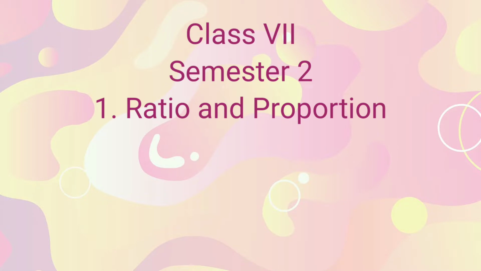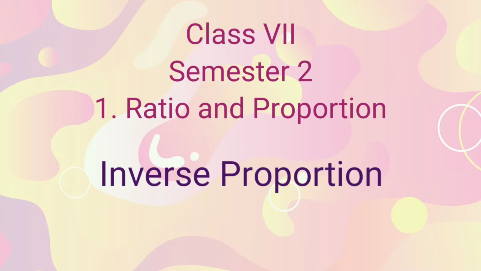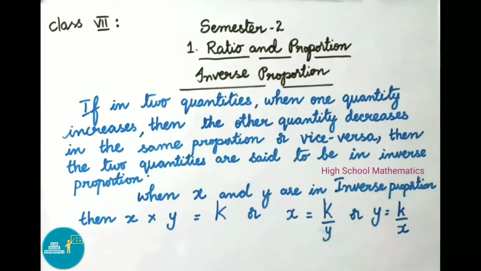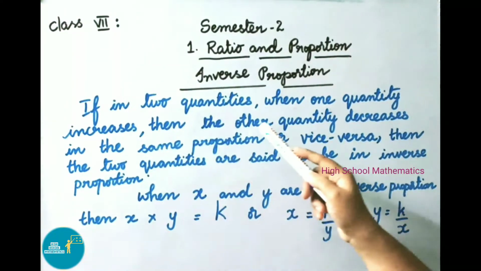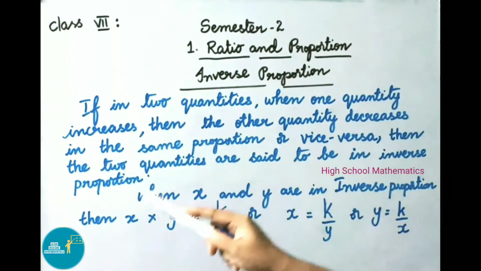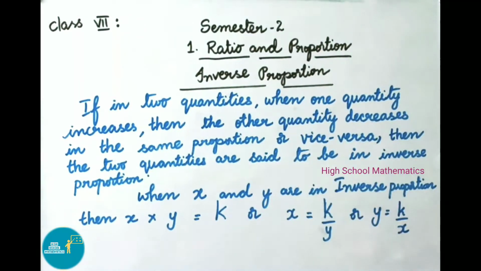Today we are going to learn Class 7 Semester 2 Chapter 1 Ratio and Proportion. Topic is Inverse Proportion. Let us see the definition of inverse proportion. If in two quantities when one quantity increases then the other quantity decreases in the same proportion or vice versa, then the two quantities are said to be in inverse proportion.